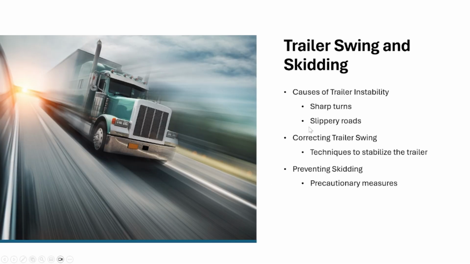Moving on, trailer swing and skidding. The causes of trailer instability are sharp turns and slippery roads. Correcting trailer swing: there are techniques to stabilize the trailer which you should be aware of. Preventing skidding is important in wet or snowy conditions. So precautionary measures are always recommended.